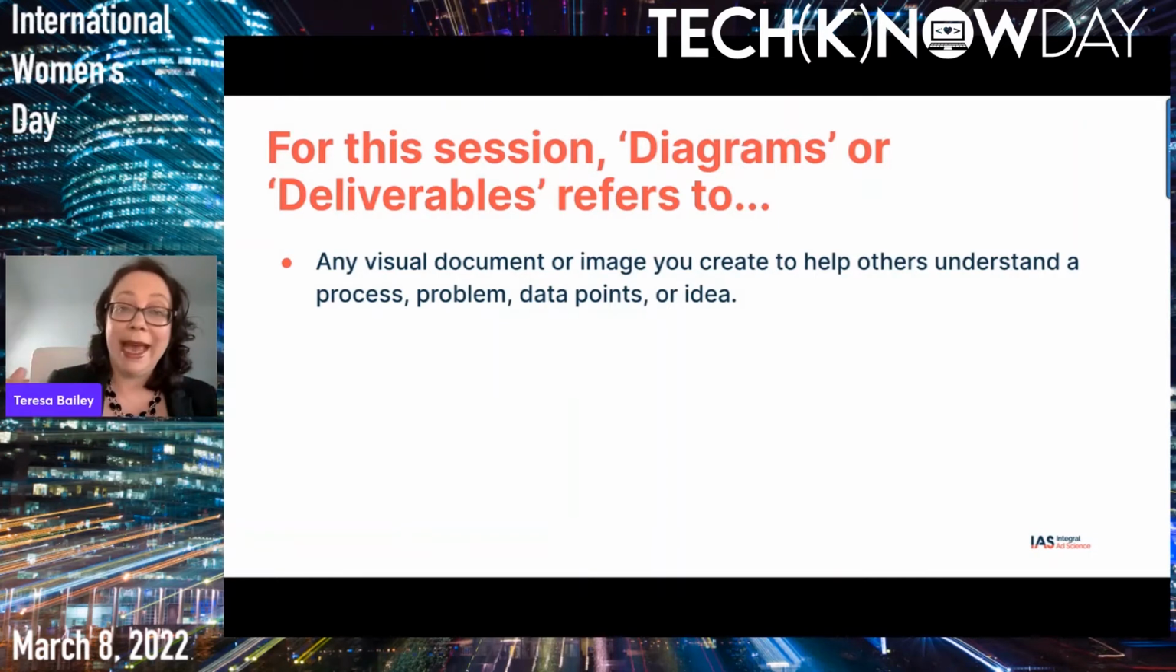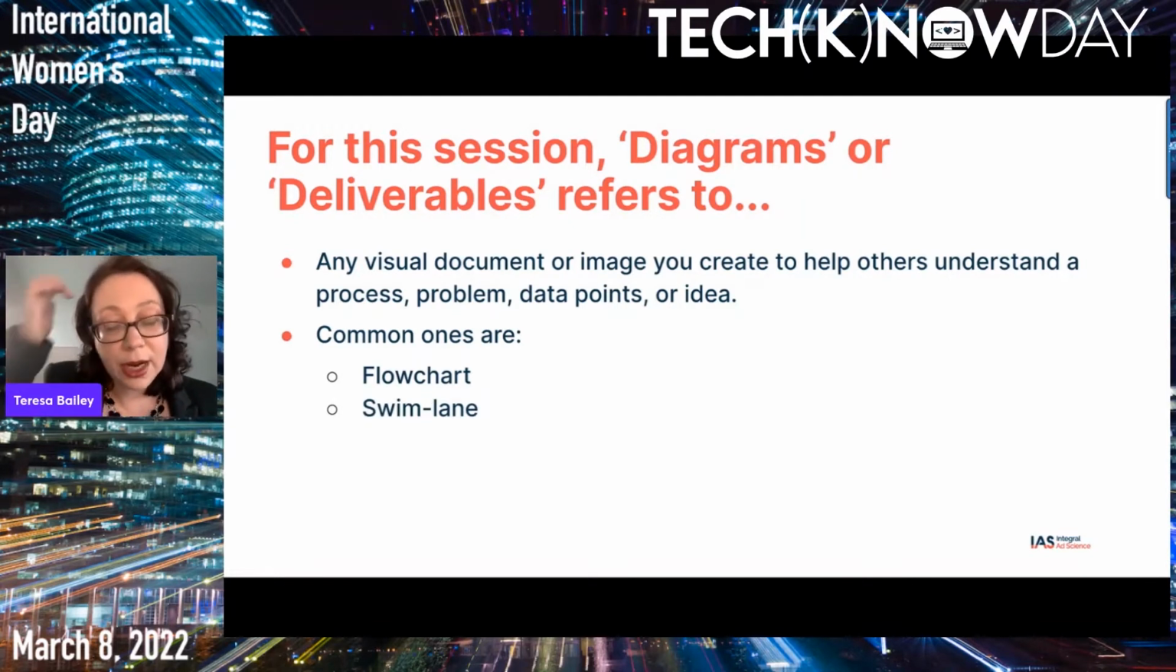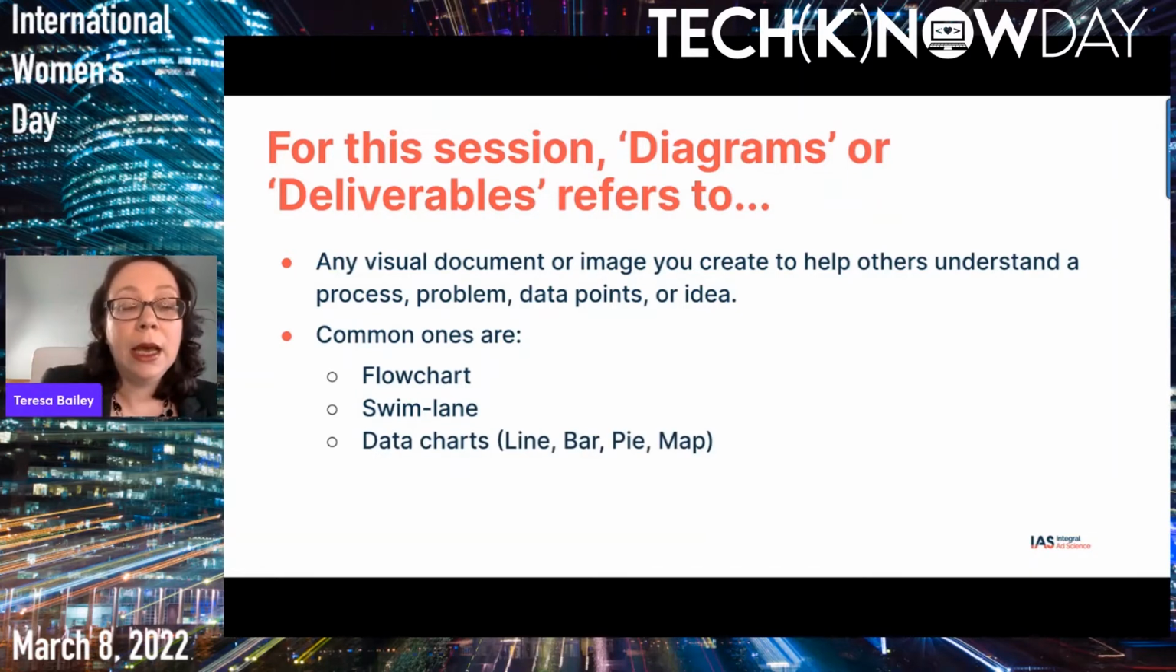Usually it's sort of compact. You can see the whole thing at once. It's not a series of wireframes or mocks, but just one image that you can look at and absorb and understand something. Common ones that we see all the time are flow charts and swim lane diagrams. If you don't know what that is, the example we're going to look at today is actually a combination of a flow chart and a swim lane diagram. Data charts, of course, are very common, line, bar and so forth.